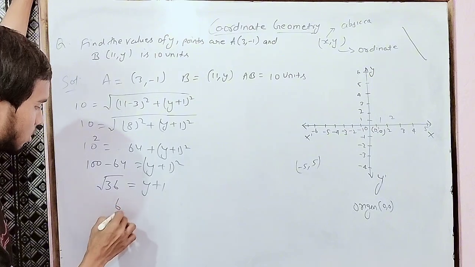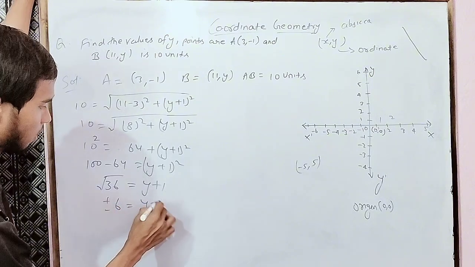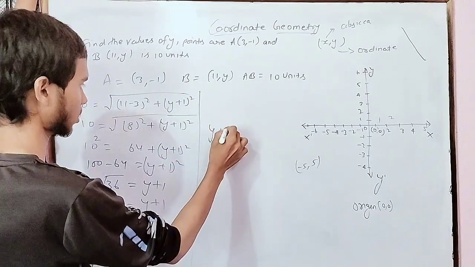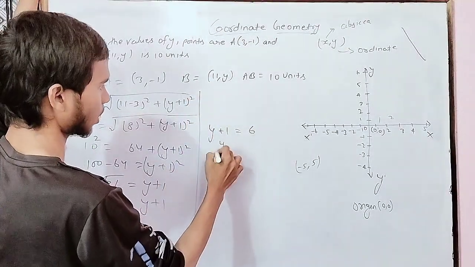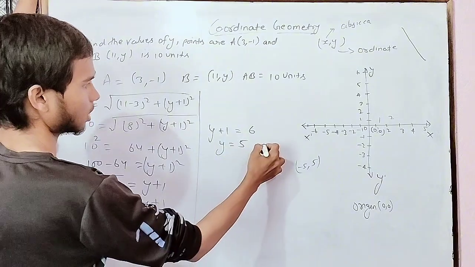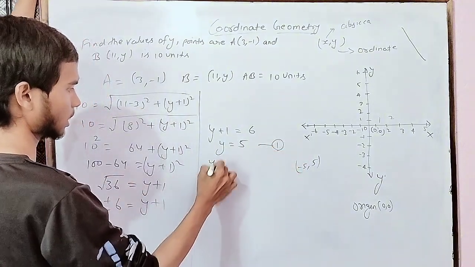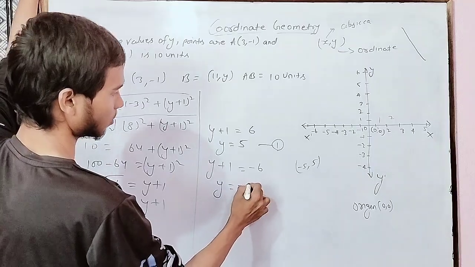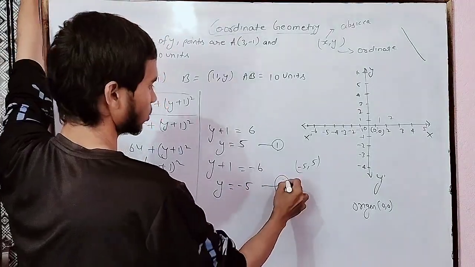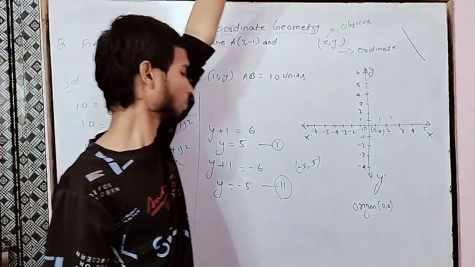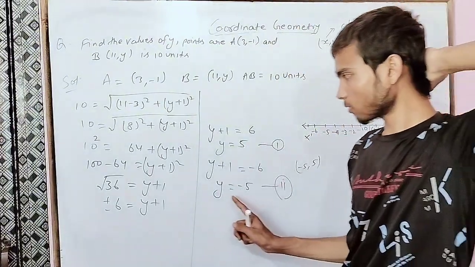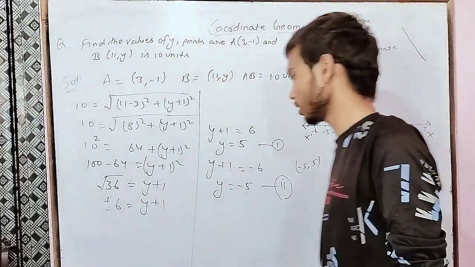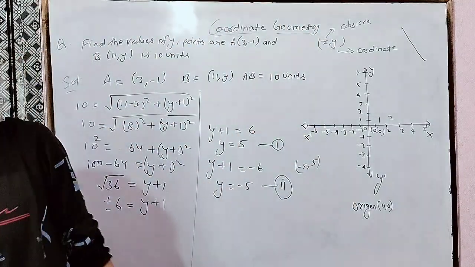So now this is y plus 1. Now we have 2 y's. 1 is what? 6. Y will become 5. This is 1. And second is what? Minus 6. Then it will become minus 5. So y in place of y can be 6, in place of y can be 5, in place of y can be -5.